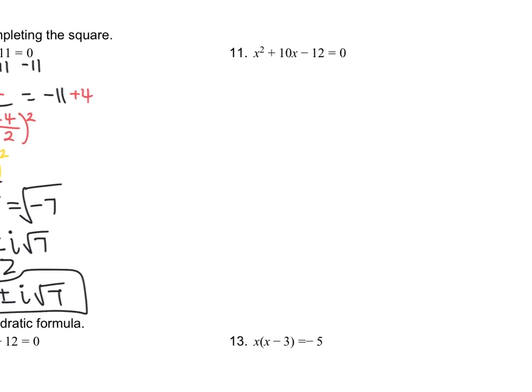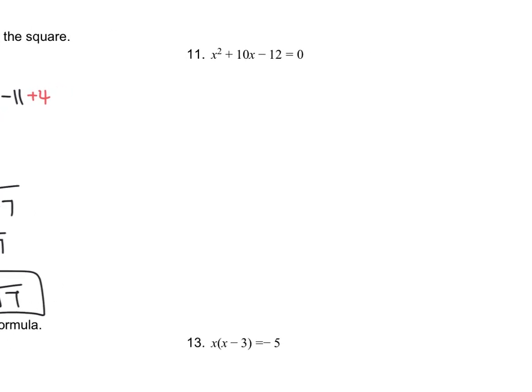Our next example is x squared plus 10x minus 12 equals 0. So again, like our previous example, our first step is to move the constant to the other side. So we'll add 12. We get x squared plus 10x, and leave a little bit of space, equals 12.